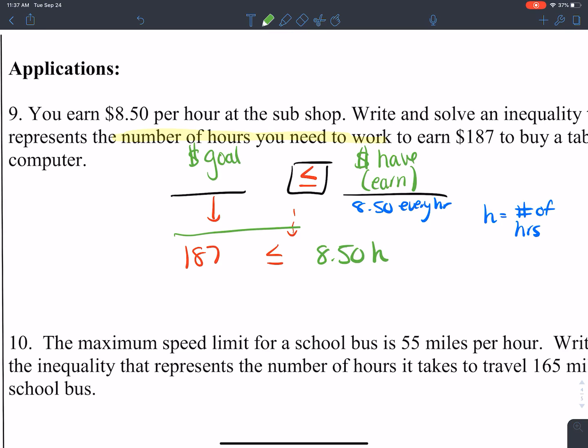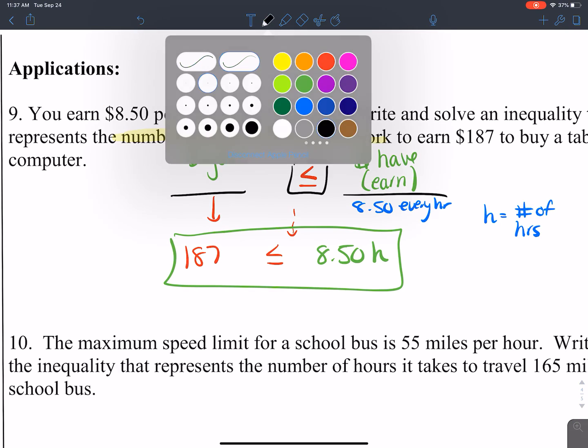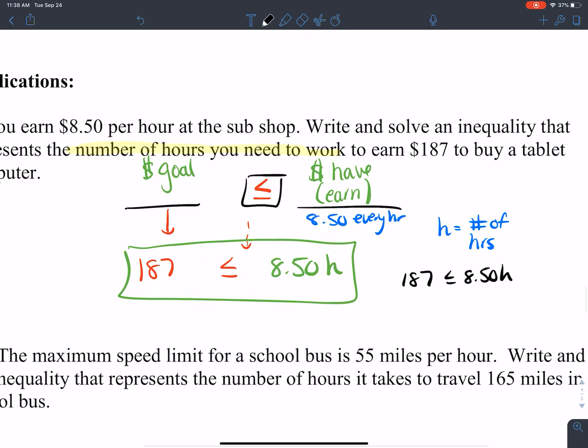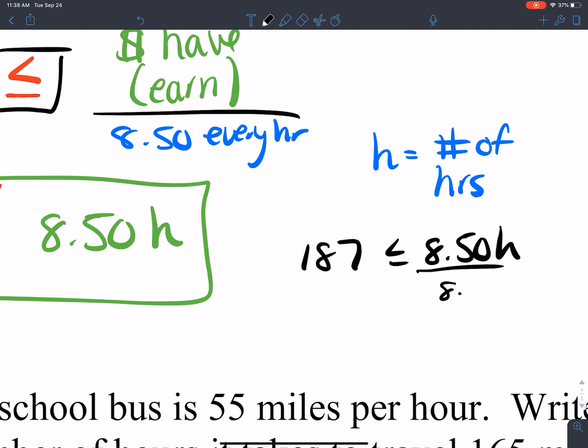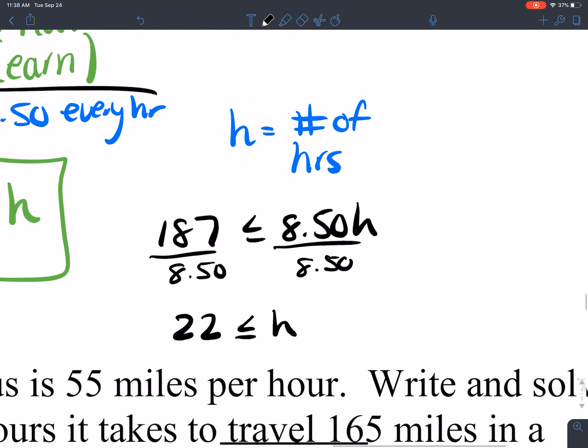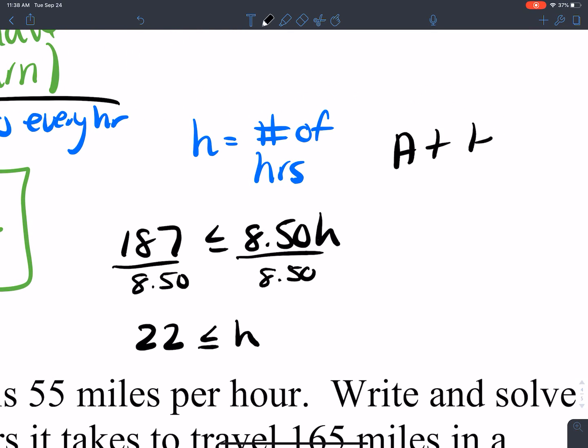So that was step number one. We wrote the inequality. Now we have to solve it. So I'm just going to rewrite it so I can clearly indicate my original answer for the written part. So if I wanted to get H alone, we would simply divide by $8.50. Now $8.50 is a positive number. So as we're summarizing, we do not need to do anything special for a positive number. And 187 divided by 8.50 is 22, and you'd be able to use your calculator for that. So hours is bigger than or equal to 22. So we'd have to work at least 22 hours.